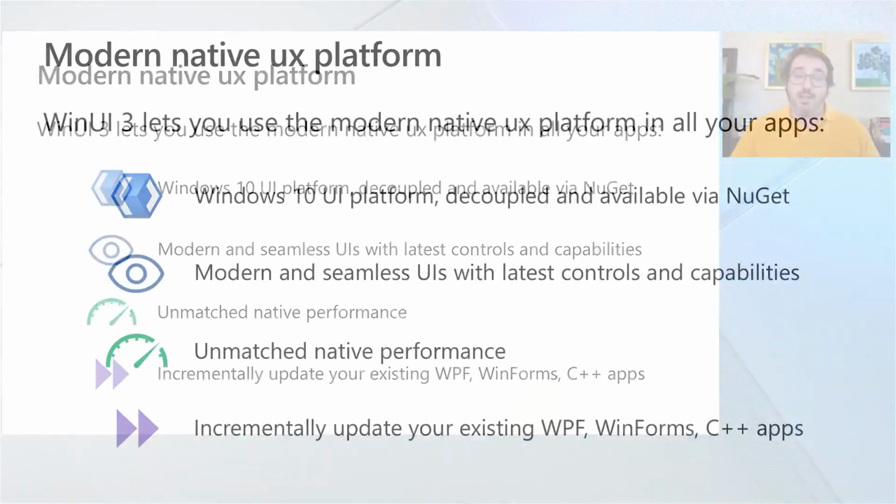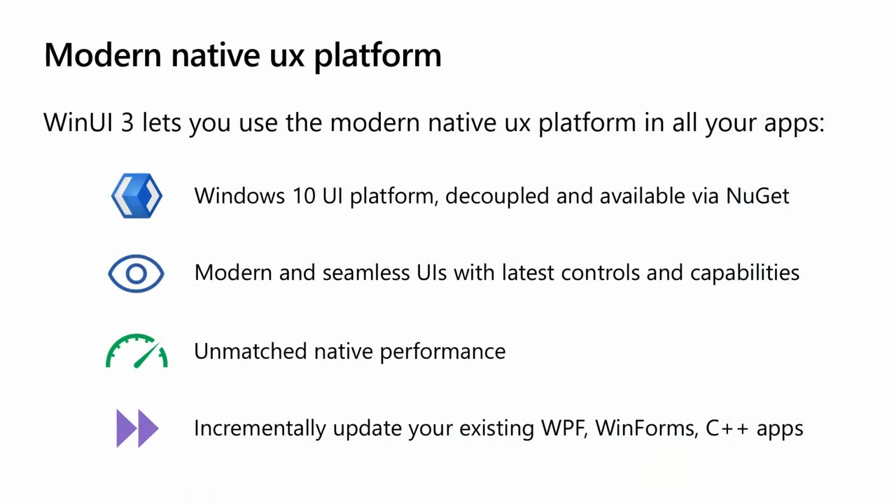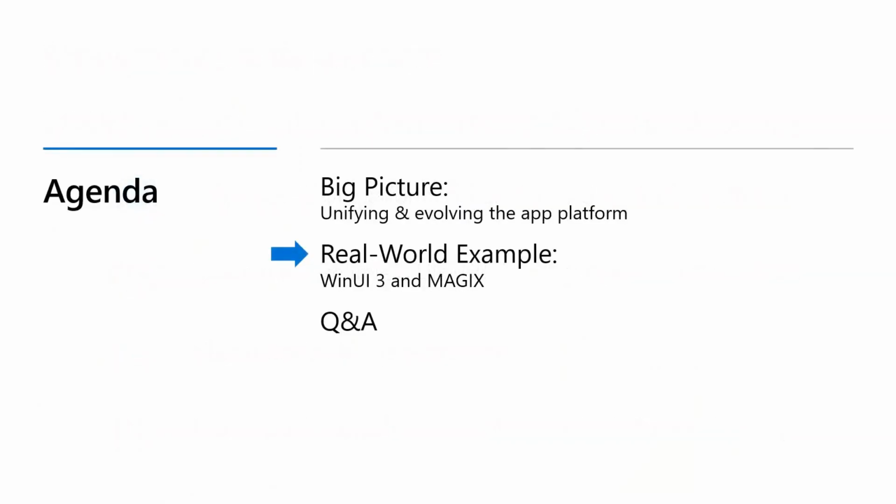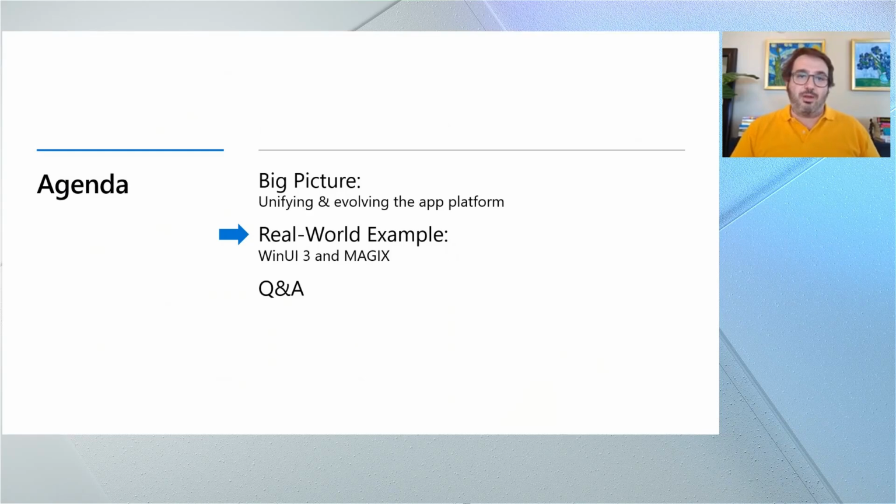So WinUI 3 takes the Windows 10 UI platform and decouples it and makes it available via NuGet. That gives you modern, seamless UIs with all the latest controls and capabilities, and that unmatched native performance. And what's cool is you can incrementally update your existing WPF and WinForms and C++ apps using that. You don't have to do everything in one fell swoop. And so those are just a few of the technologies that we're bringing modern versions of to you with Project Reunion.